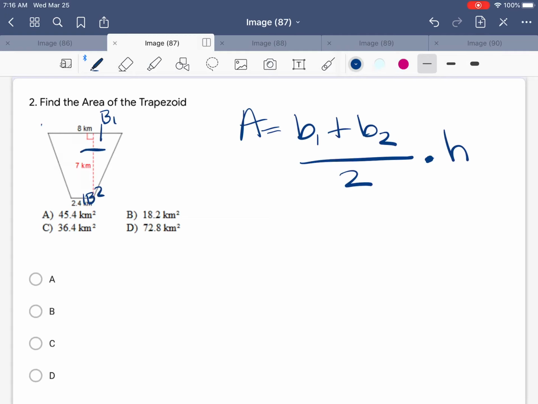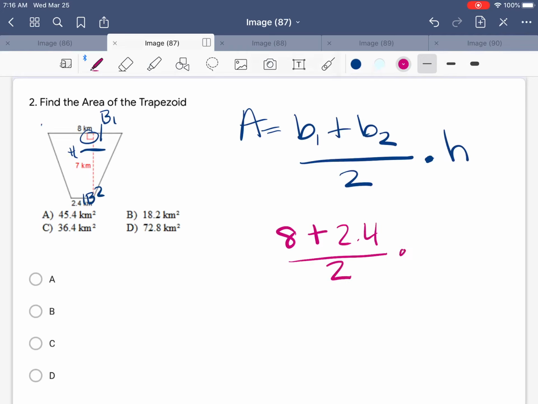And our height is still where the right angle is. Even though that looks upside down, it's still the height. So my height is the 7. Okay, so let's take our numbers. So base 1 is 8 plus base 2 is 2.4.